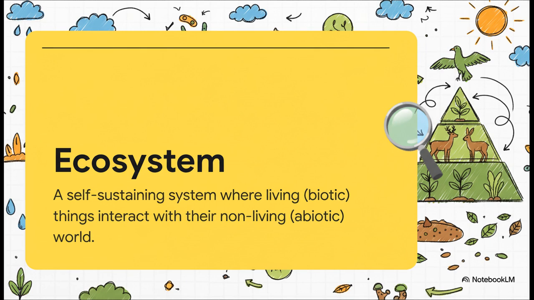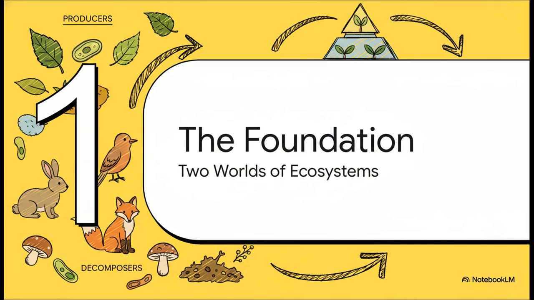It's a term that was coined by a scientist named Arthur Tansley, and it's brilliant in its simplicity. It's any place where living things, the biotic stuff, are constantly interacting with their non-living environment, the abiotic stuff, like water, dirt, and sunlight. It's this beautiful, constant dance between life and the world around it that makes an ecosystem what it is.